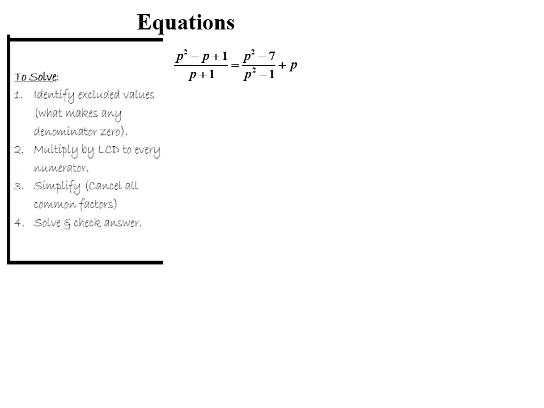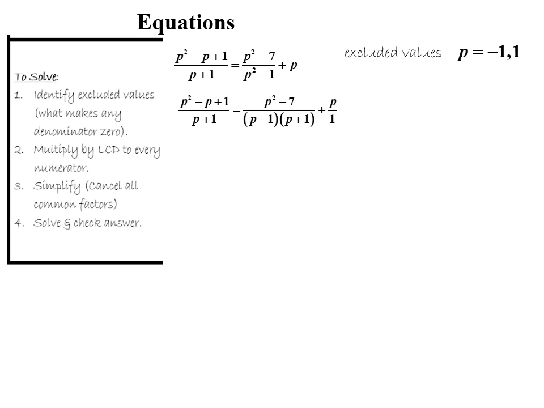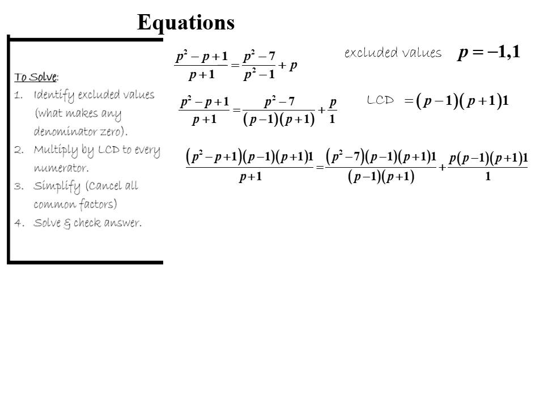Second example, a little bit more involved, but the same steps. Our excluded values are negative 1 and 1 because p squared minus 1 factors into p plus 1 times p minus 1. Factor the only one that needs to be factored. Find our common denominator? Well, we need 1, p minus 1, and p plus 1. Multiply everybody by the common denominator. Cancel common factors. The p plus 1's in the first fraction cancel. P minus 1 and p plus 1 cancel in the second fraction. And just 1 cancels in the last.